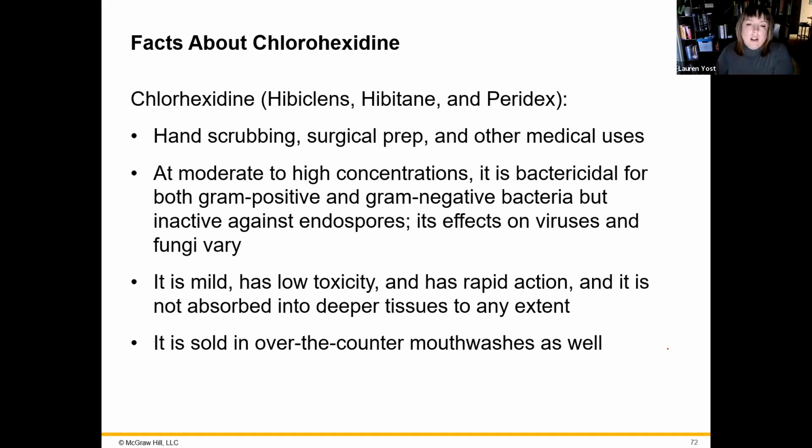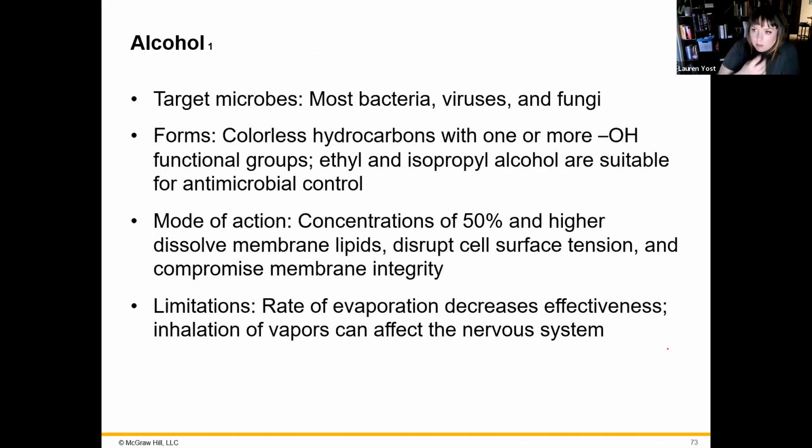We use this in hand scrubbing and surgical preps in moderate to high concentration. It is bactericidal for gram-positive and gram-negative, but it is inactive against endospores. And it is mild, it's low toxicity, has rapid action. It is not absorbed deeper to cause any more issues deeper in the tissues, and it can be sold in mouthwashes as well.